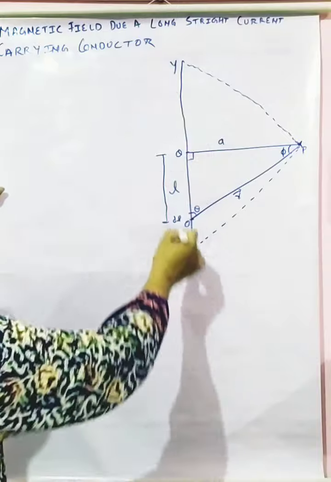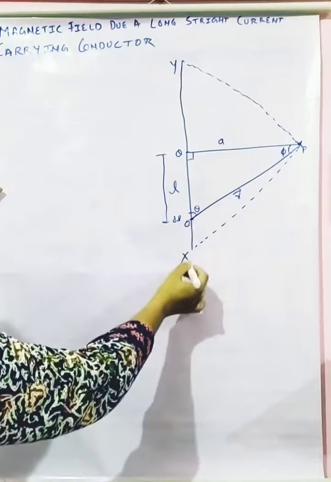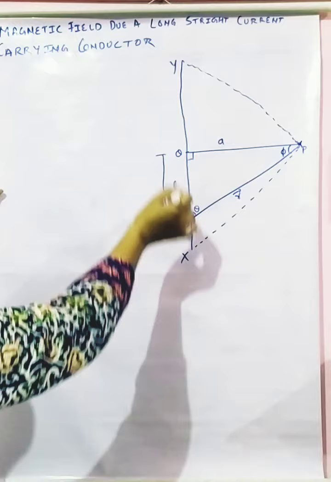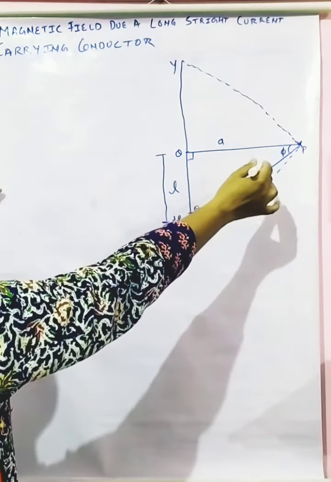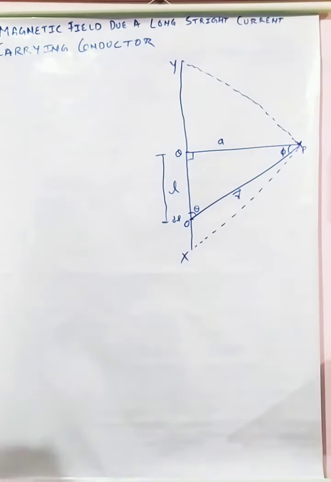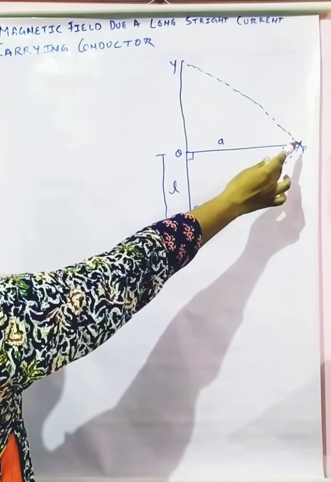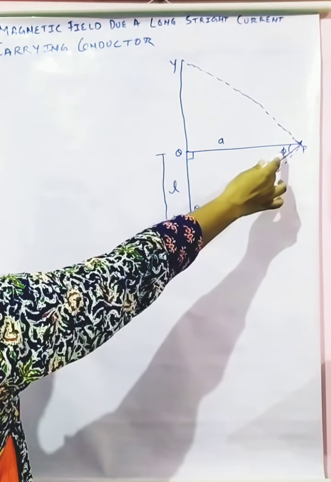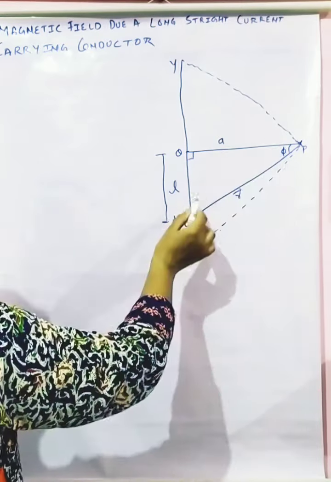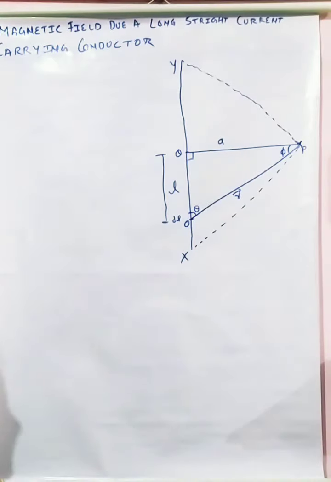So first I am going to explain the diagram. Consider that we have a wire XY, a wire of length XY. Let P be the point where we need to calculate the magnetic field intensity. Let phi be the angle, as this is my 90 degree and this is my theta, so this I have given as phi.